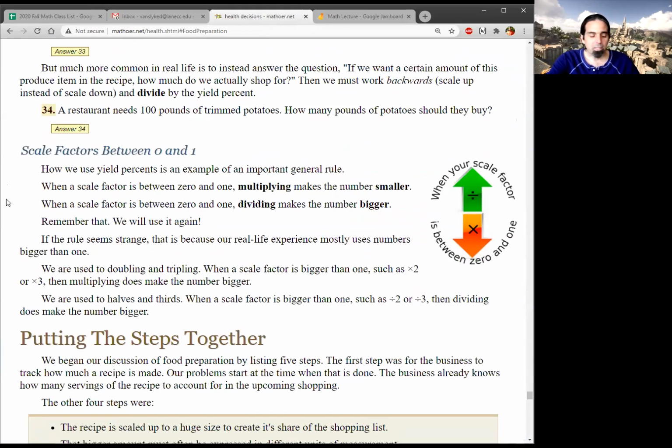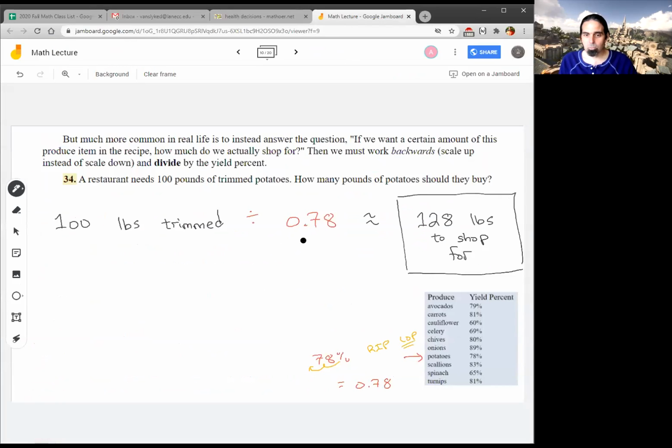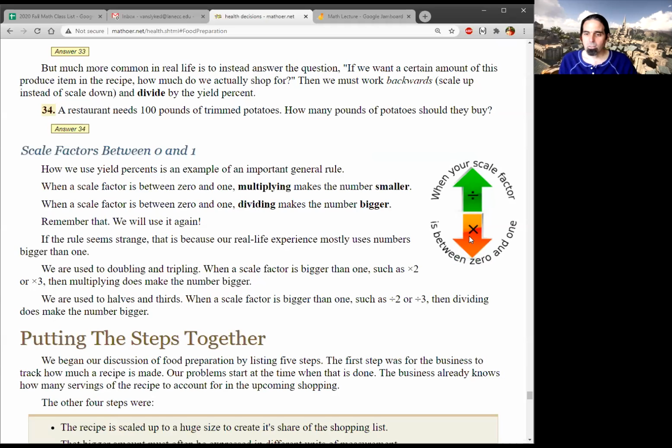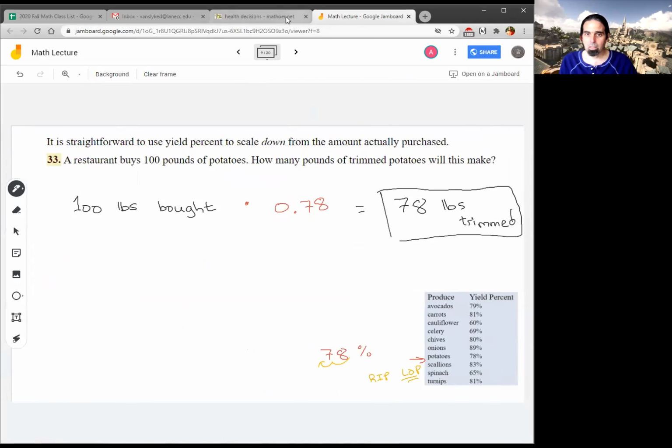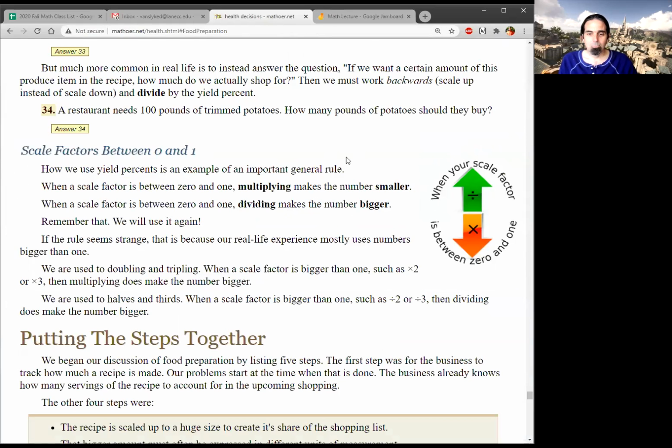So if you're not used to the fact that division makes things bigger, then here's a little picture to help you remember. When your scale factor is between 0 and 1, these numbers are all percentages less than 100%. Then if you multiply, it shrinks it. We saw that the first time. And if you divide, it makes it bigger. Normally we do math with numbers bigger than 1, so we're used to multiplying making things bigger, and division making things smaller. But if we're multiplying or dividing by a tiny thing, the opposite happens.